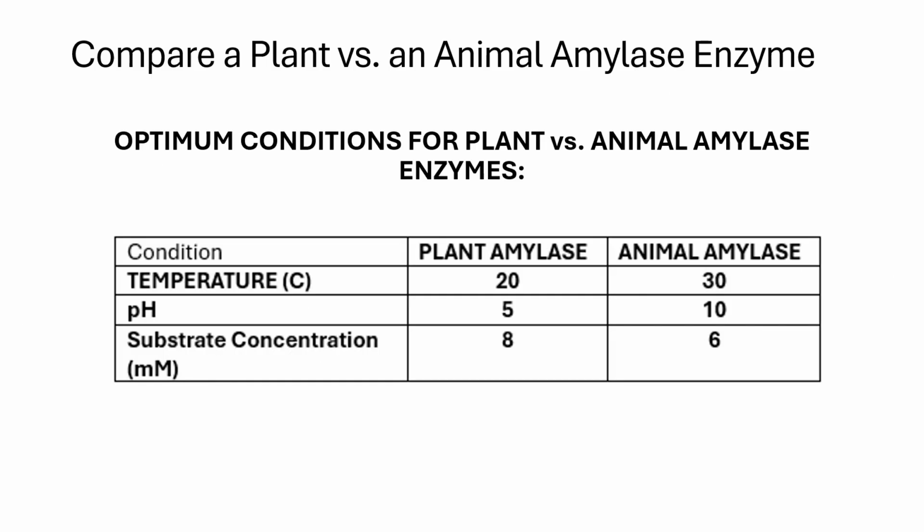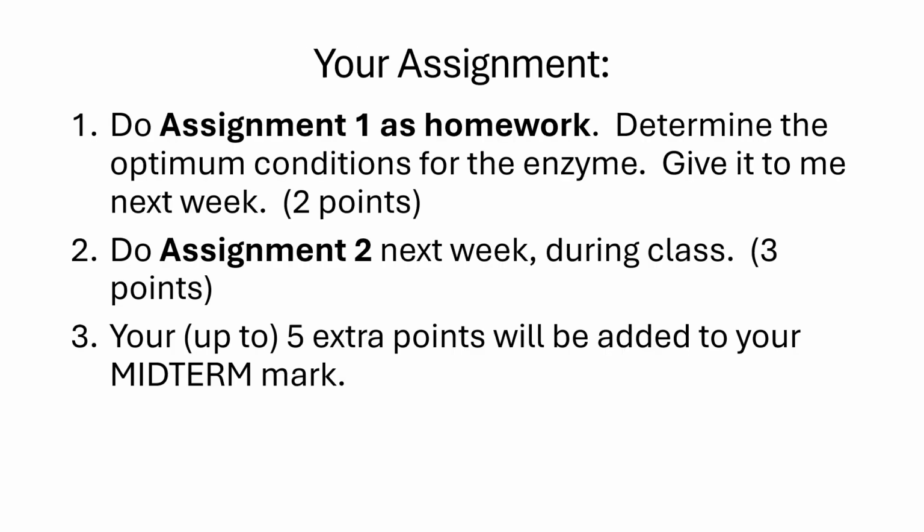And from those 3 graphs, we determined that the plant amylase has an optimum temperature of 20, an optimum pH of 5, and an optimum substrate concentration of 8. For the animal amylase, it has an optimum temperature of around 30. In fact, we know that it's probably 37. Optimum pH around 10, so it's being digested in the intestine rather than the stomach. And it has an optimum substrate concentration of 6 millimolar.